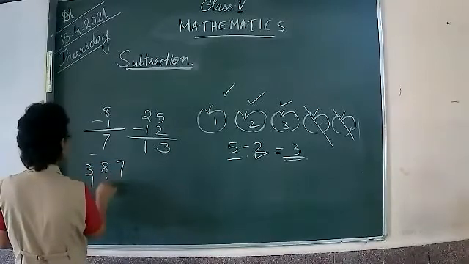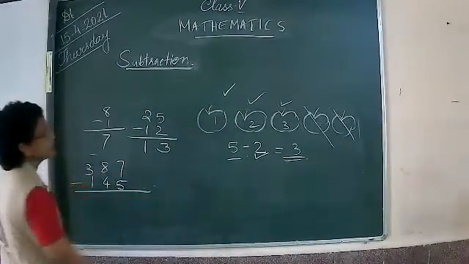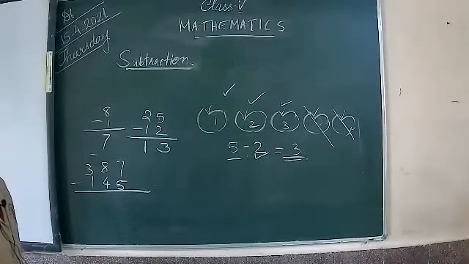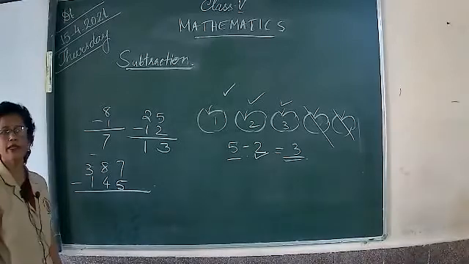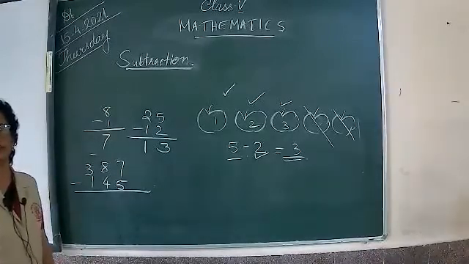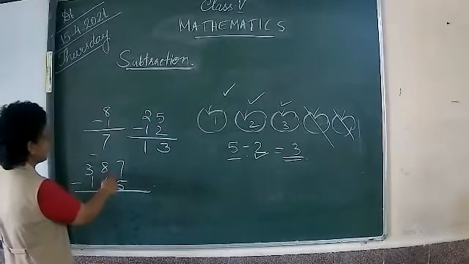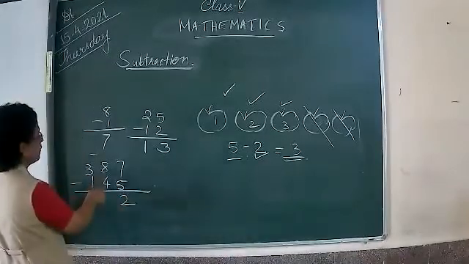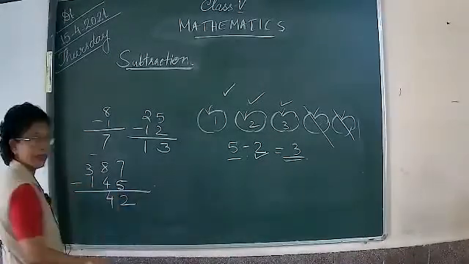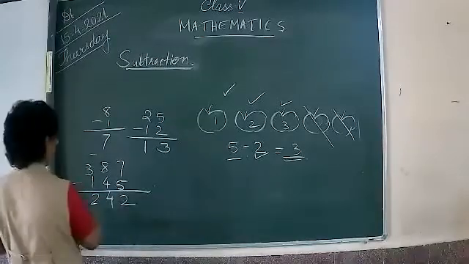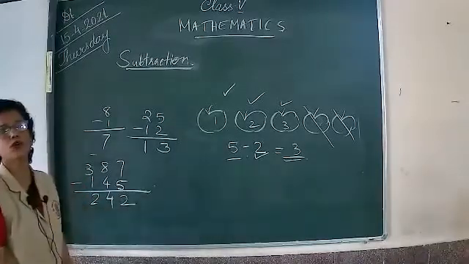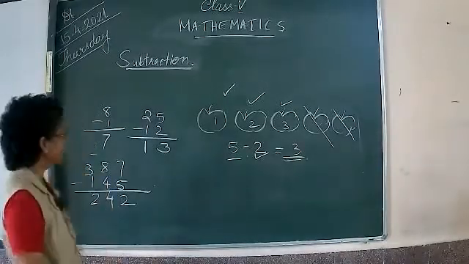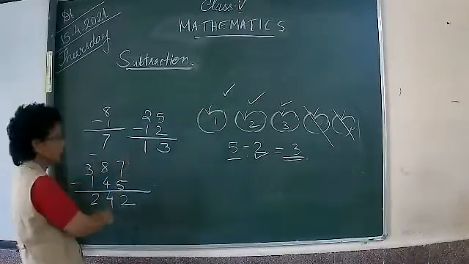387 minus 145. Subtract them. All of you subtract. Nobody is supposed to sit like that. Everybody has to do that. Here you can see 7 here, 5 here. 7 minus 5, 2 here. 8 minus 4, 4 here. 3 minus 1, 2 here. Answer is 242. All of you got the same answer? Good. Now one more example. Here 1 digit, here 2 digits, here 3 digits.